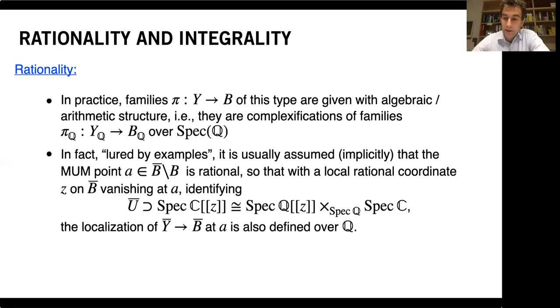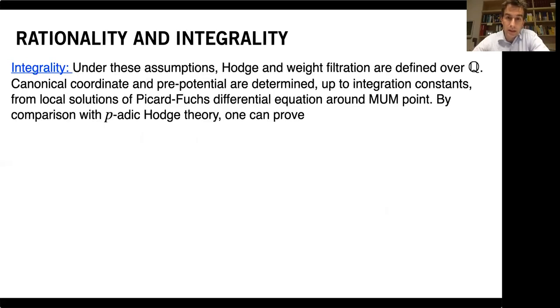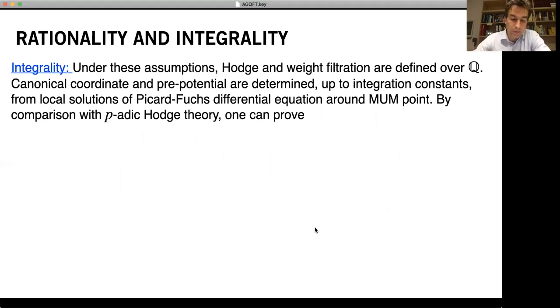So it's in fact how the interplay works that you use there. That's actually my next point here, that everything actually makes sense over Q. Okay, thank you. Yeah. So at the mum point, almost all the data that you need to define these two functions, the canonical coordinate and the prepotential, make sense over Q.